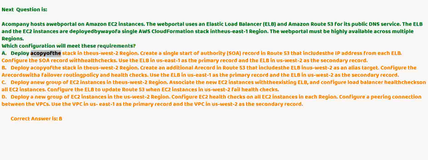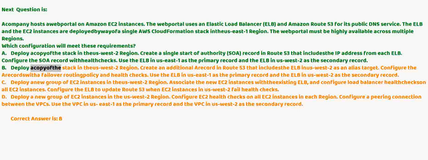A. Deploy a copy of the stack in the SA-East-2 region. Create a single start of authority, SOA, record in Route 53 that includes the IP address from each ELB. Configure the SOA record with health checks. Use the ELB in East-1 as the primary record and the ELB in SA-East-2 as the secondary record.